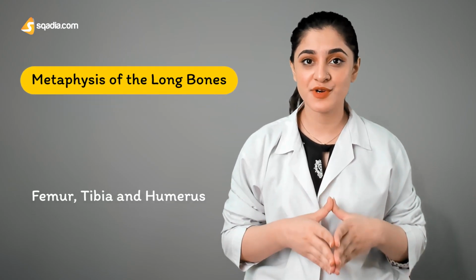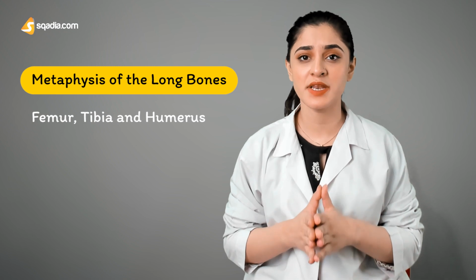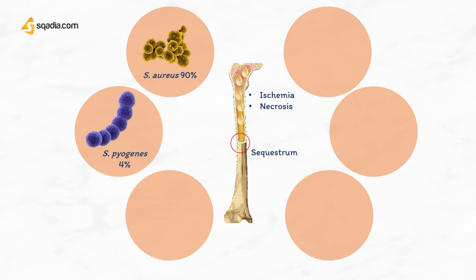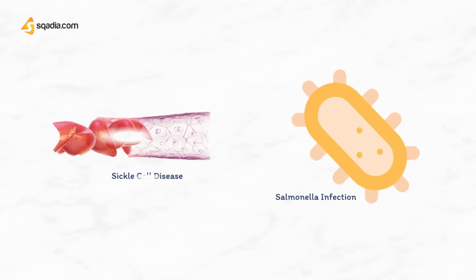In children, the metaphysis of the long bones, femur, tibia, and humerus, are most often involved, and infection of the spine is common in adults. Staphylococcus aureus accounts for 90% of infections. Rarer causes include Streptococcus pyogenes 4%, Haemophilus influenzae 4%, Escherichia coli, Salmonella species, Mycobacterium tuberculosis, and Brucella 2%. Patients with sickle cell disease are especially prone to Salmonella infection.